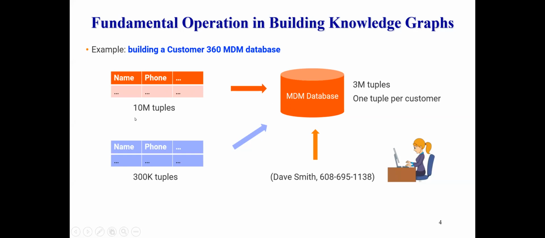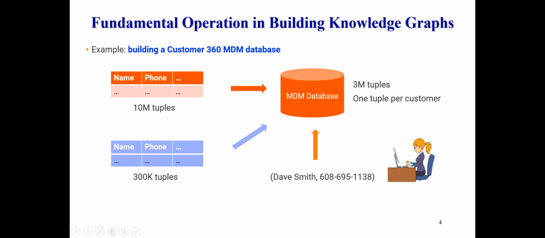And then every week, you may actually have 300,000 new tuples of customers coming in. And you need to match those into the 3 million tuples already in the MDM database. And then you need to merge those tuples, right? So that is how you maintain the MDM database over time, by doing this entity matching all the time.